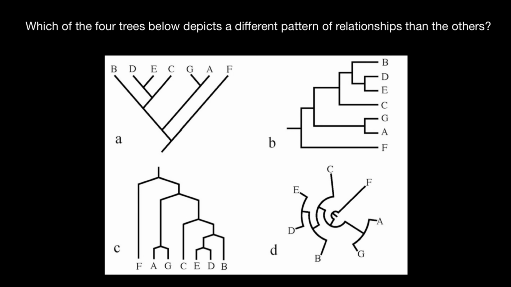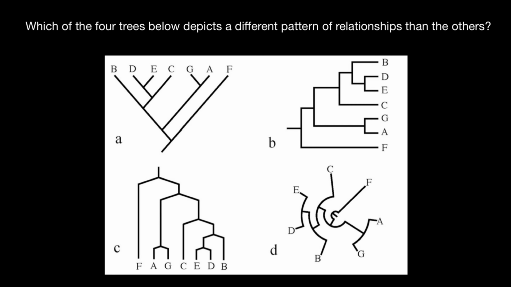Hello and welcome to Nikolai's genetics lessons, and today's problem is which of the four trees below depicts a different pattern of relationship than the others. Sometimes you can find phylogenetic trees that look completely different, but actually they show the same relationship between taxa.